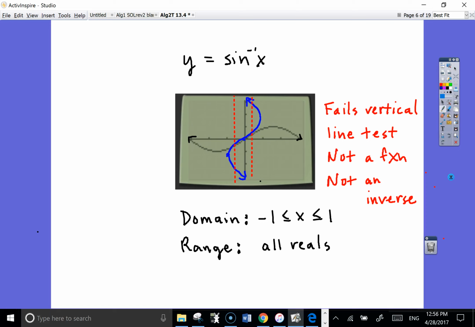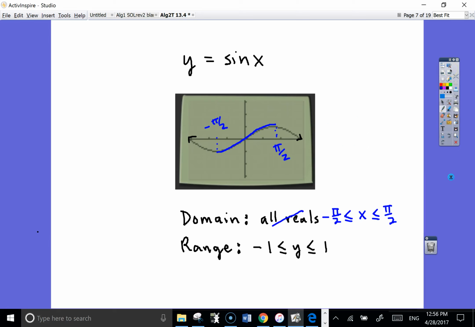So this is how we solve that. Instead of using the entire domain of the sine function to come up with an inverse function, we're only using from negative pi over 2 to pi over 2, right? If you only look at that piece right there, would that pass a horizontal line test? It does. By limiting the domain to negative pi over 2 to pi over 2, now it passes the horizontal line test.